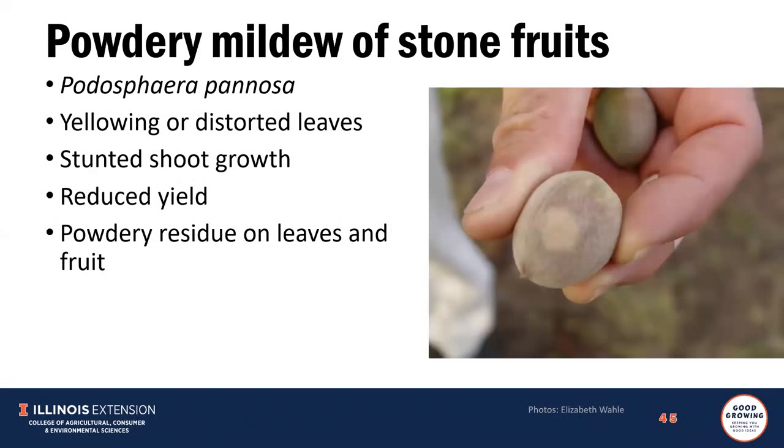Powdery mildew for stone fruits. Again, there are many species of powdery mildew. So we have one particular for peach. It can also get the same powdery mildew of apple, and it just causes different symptoms on the peach. So we have yellowing or distorted leaves, and it will reduce the yield. The severely infected leaves are going to cup upward and become brittle and often defoliate.